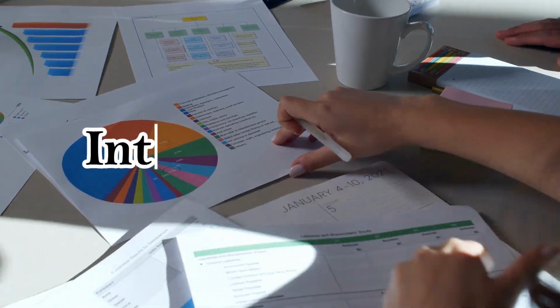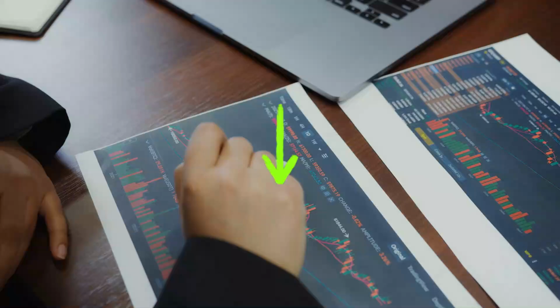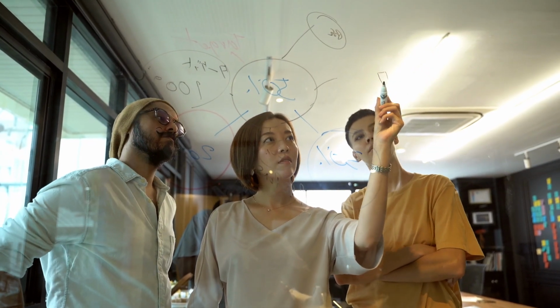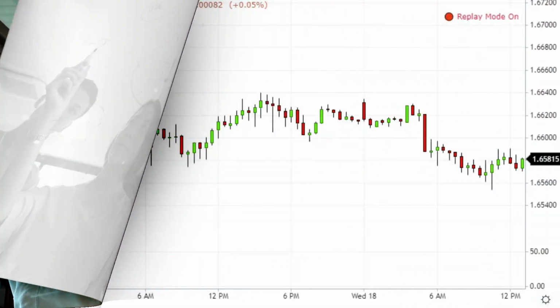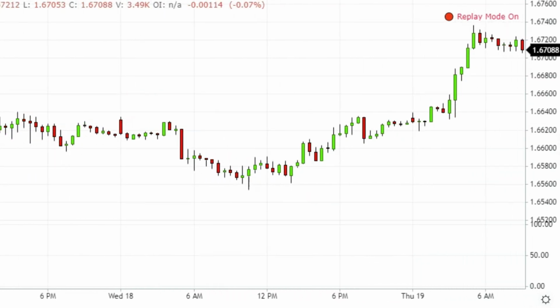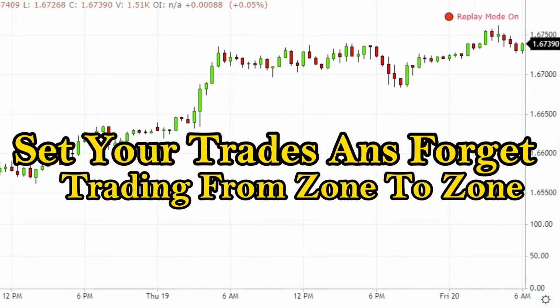In this video, I'm introducing you to two powerful indicators that will revolutionize your trading and let you swing the market effortlessly. This approach is perfect for those of you with 9-to-5 jobs who cannot monitor the charts full time. These two incredible indicators will let you place your trades and forget. This is because we shall be trading from zone to zone.